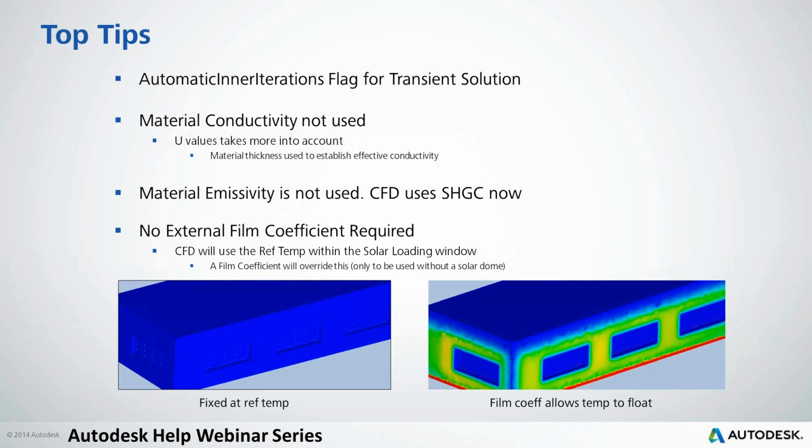We don't use the emissivity, we use the solar heat gain coefficient instead. And although an external film coefficient isn't required, you're more than welcome to apply one, and I wanted to just show with the same model without a solar dome what the results can look like. So internally they're going to be very, very similar, but on the right hand side I did apply film coefficient to the external walls, so we can see that we're starting to draw some heat out, which might again take you a further step towards really accurate results.